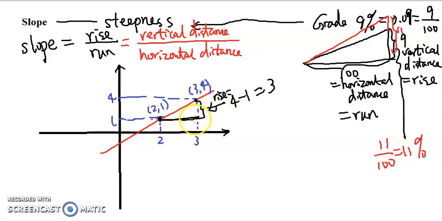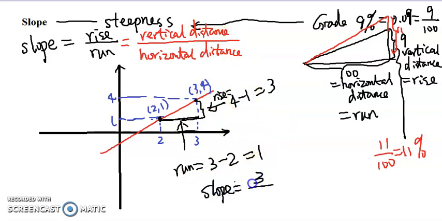And run is this line segment. It has the same length as this line segment right here, which is 3 minus 2. From the one-dimensional distance formula, we take the bigger one and subtract the smaller one. So run here equals 3 minus 2, which equals 1. So to find the slope, rise over run, that is equal to rise 3 over run 1, which is 3. But of course, if you convert this to grade, it's going to be 300% grade. But usually in real life, we don't have a highway that steep.